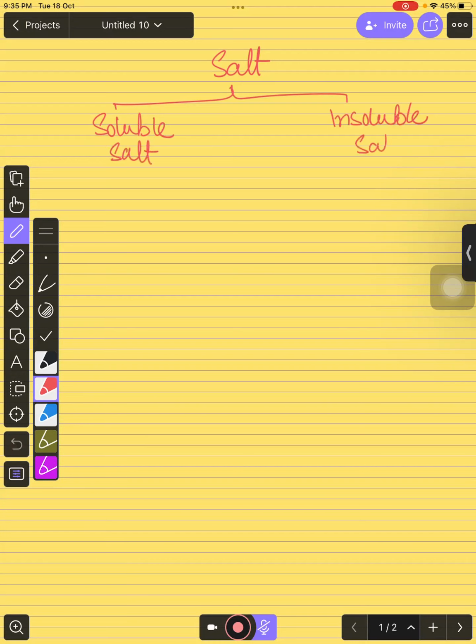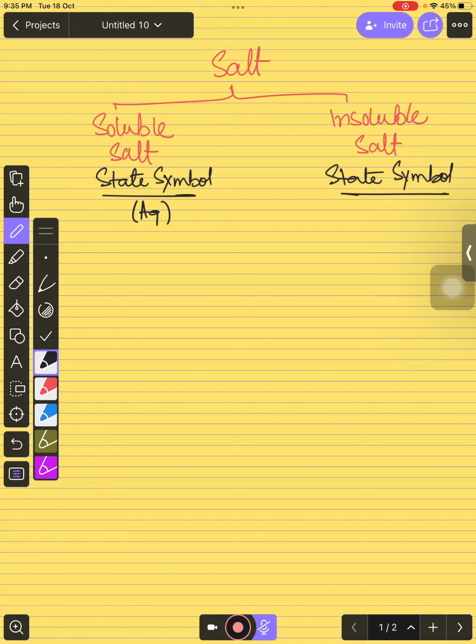You just need to remember, this is a very minor thing, if you want to talk about the state symbol. Whenever you talk about the soluble salt, the state symbol will always be aqueous, aq. And for the state symbol of insoluble salts, you just need to remember we always use solid, because it is insoluble. Okay, बच्चों? ठीक है बच्चों?